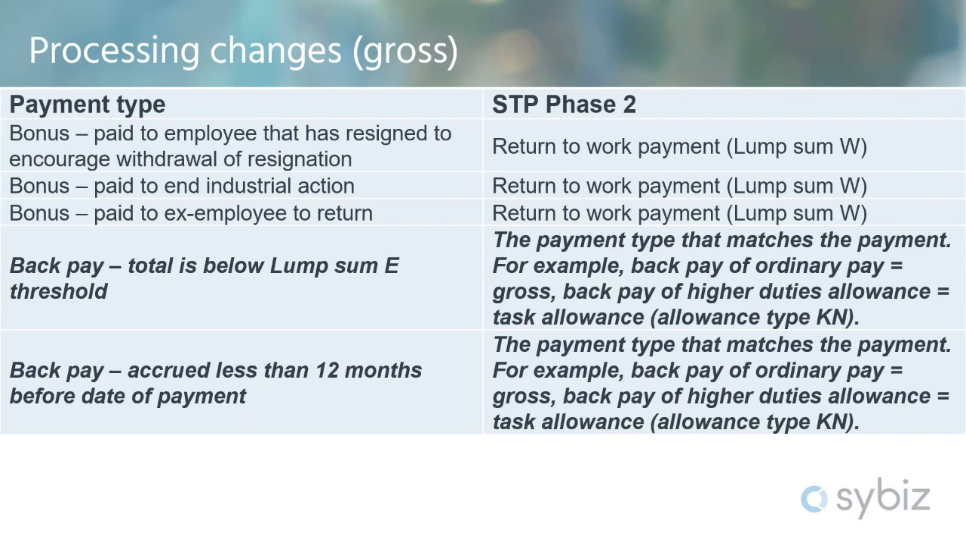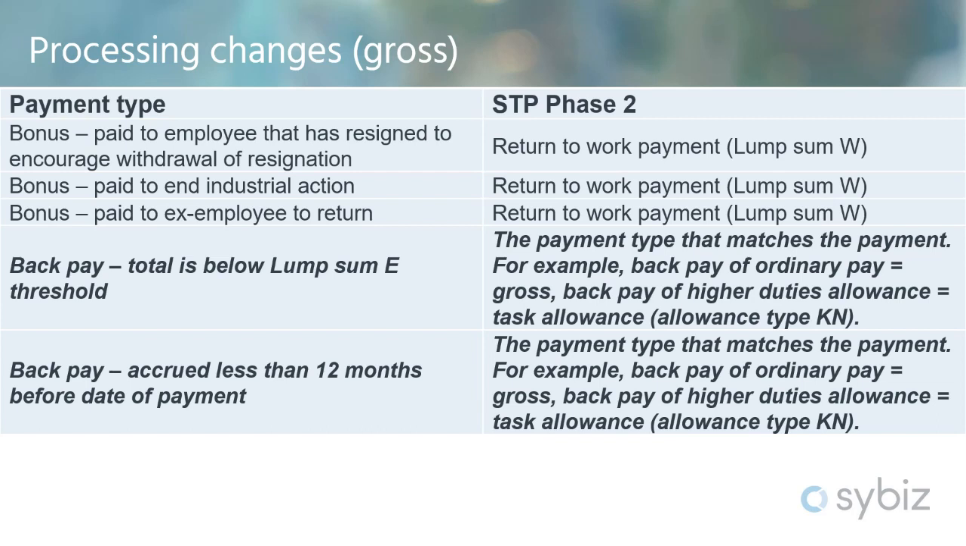Some of the other changes to gross is there is now a new lump sum W payment. This is a fairly rare thing, but it's essentially a bonus that's paid to employees in certain circumstances, such as ending industrial action or paying an ex-employee to return. So just bear in mind that those lump sums now exist.